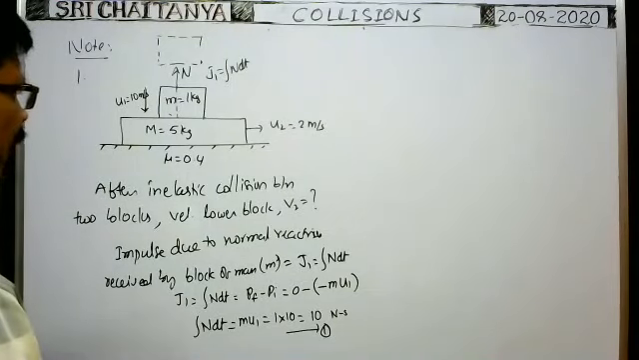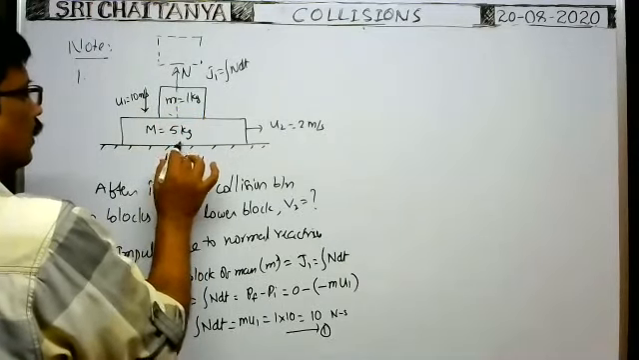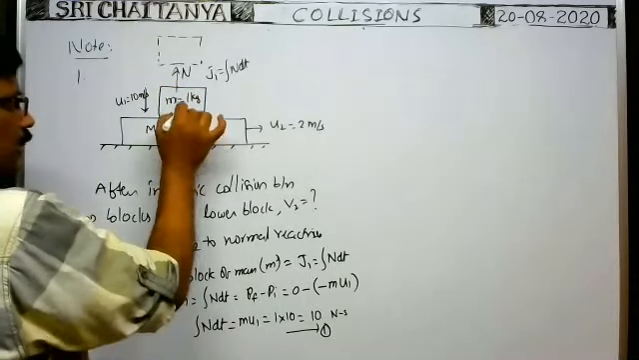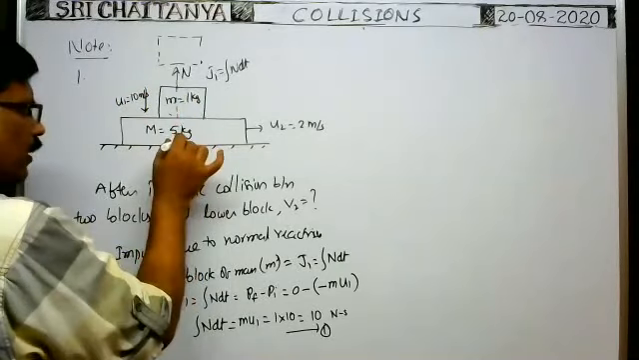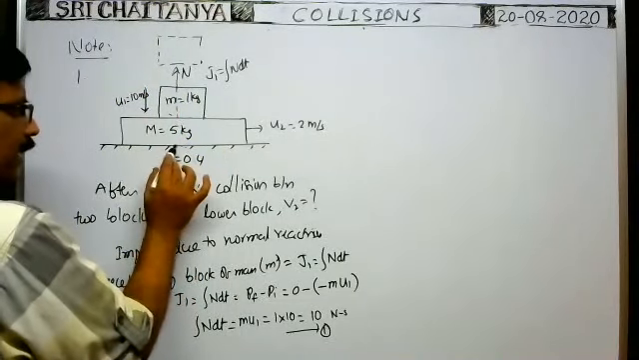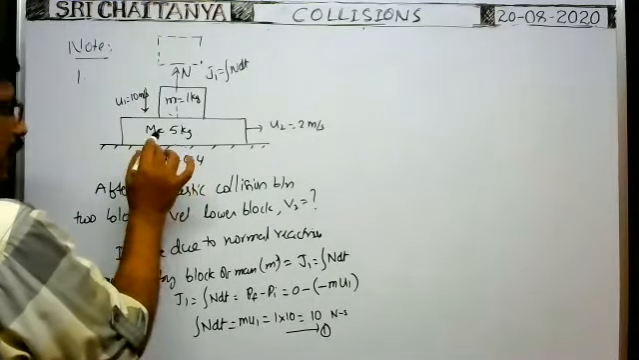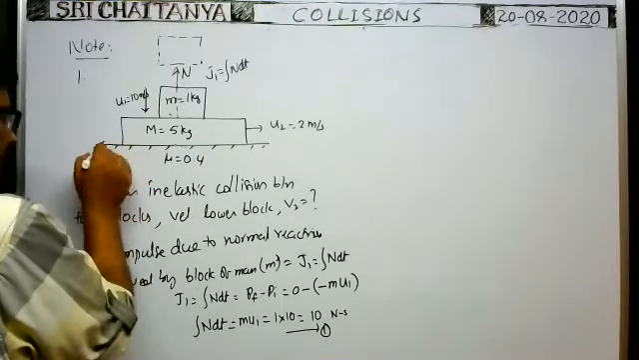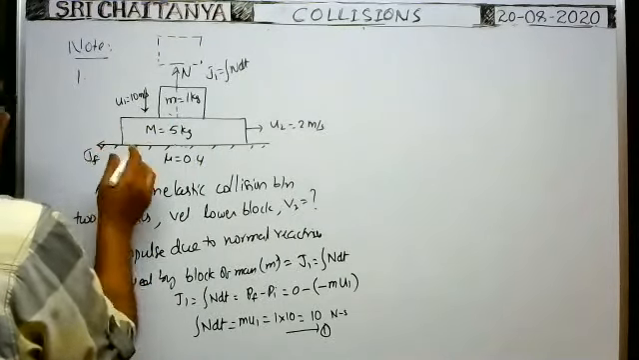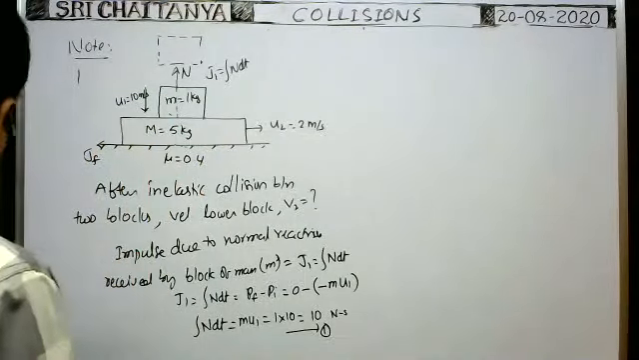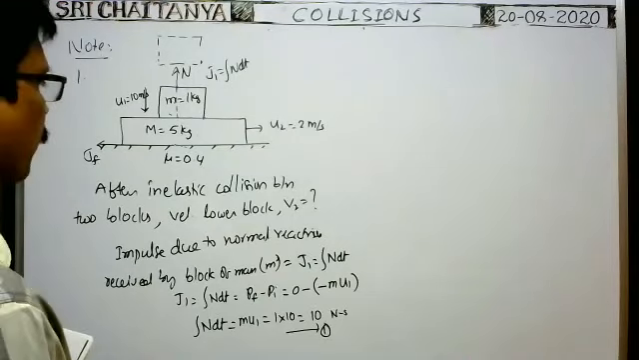Next, at the same time, whatever normal reaction is received by this block, the same normal reaction is received by this block also. Whenever the net normal reaction exerted increases, because of friction, some impulse due to friction is received by this lower block in the opposite direction. So what is the impulse due to friction on the block?